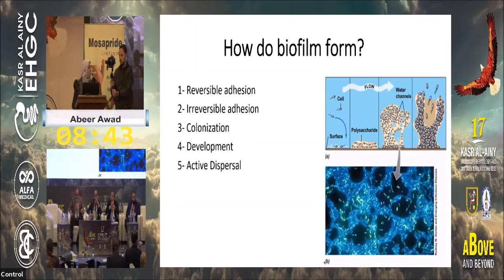Stage 4 is development. They develop in a form of mushroom-like structure. This mushroom-like structure may contain pores that can allow free flow of water and nutrition. And this is a microscopic picture of one of biofilm containing pores that allow free flow of water and nutrition between this biofilm. And the final stage is active dispersal, when the biofilm disperses some of the microorganisms that start the stage of colonization, then the stage of development, and the cycle repeats.